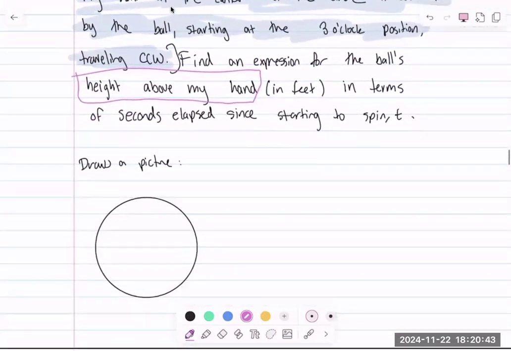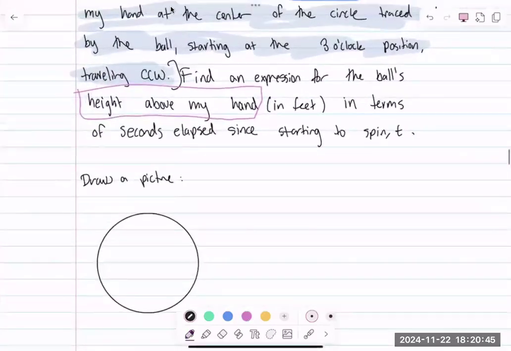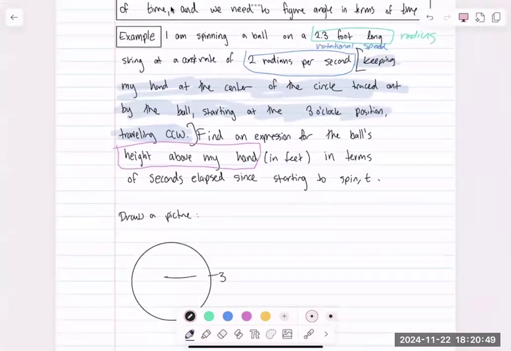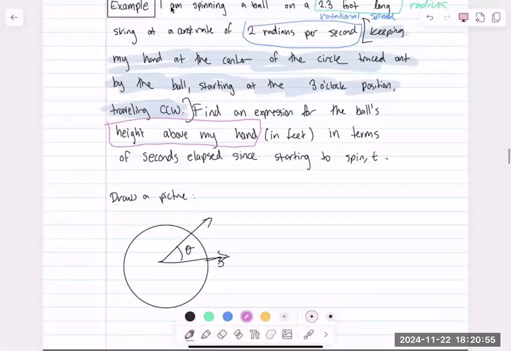So drawing a picture is always really helpful, right? I'm starting my ball at this 3 o'clock position here. So here's my initial ray. And then I'm going to rotate it counterclockwise to form this angle here. And I want to find my vertical distance above my hand. Okay. Well, this pink arrow is going to be sine of theta times as large as my radius.